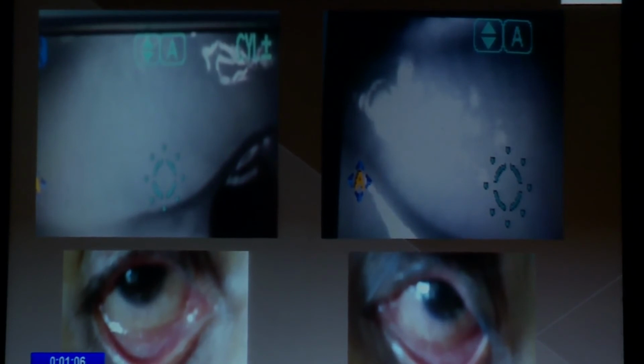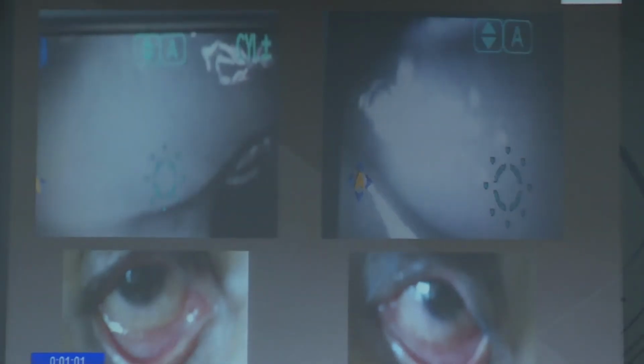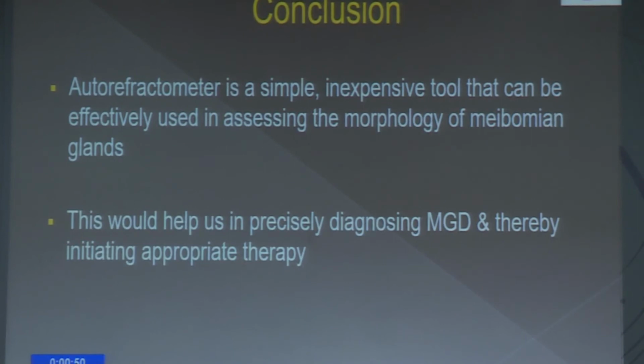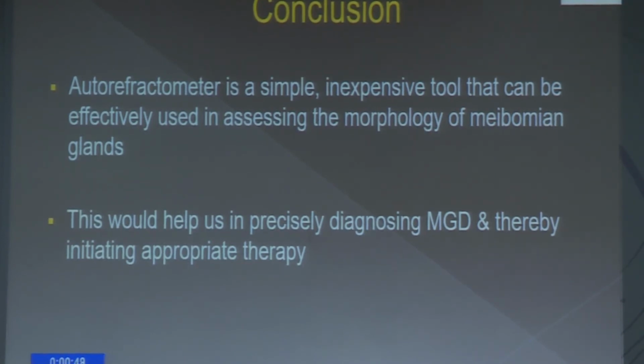So in these patients, not many substitutes are available. With the help of the autorefractometer, you can come to a conclusion whether it can be salvaged by medical therapy, or it will require advanced therapy like IPL or LipiFlow.